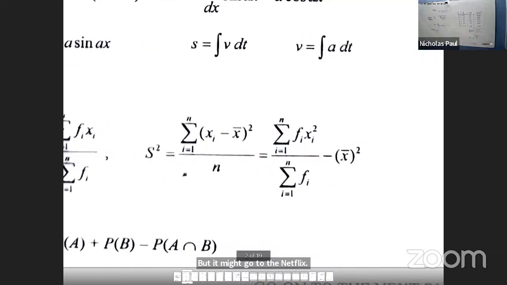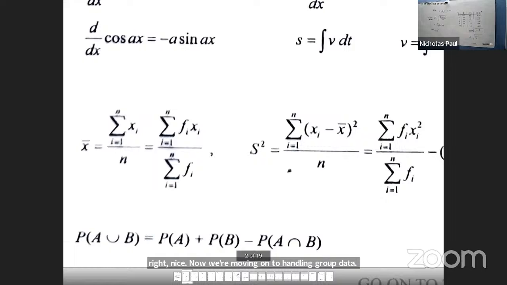Alright, nice. Now we're moving on to handling grouped data. The problem with grouped data is that the values are grouped up and they're given a frequency. So we have to figure out how we get F and how we get X. F is easy, F will come from the frequency column. But X, remember, you're going to have intervals.